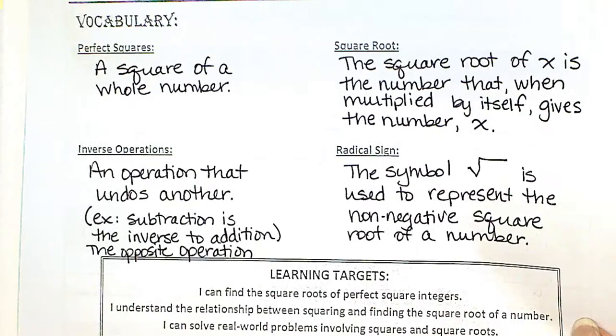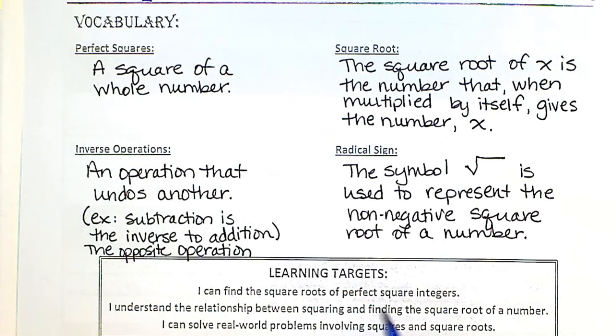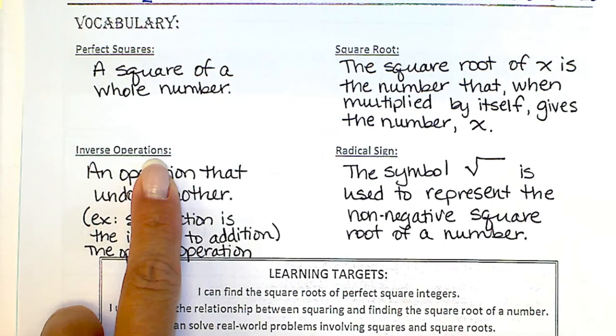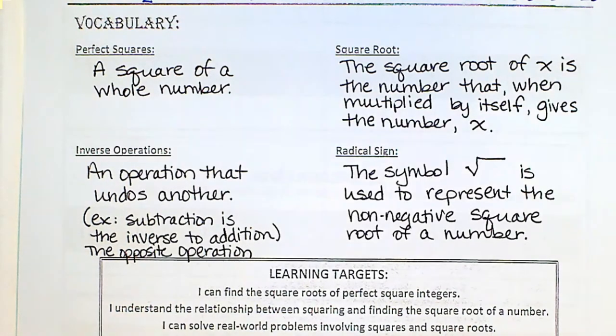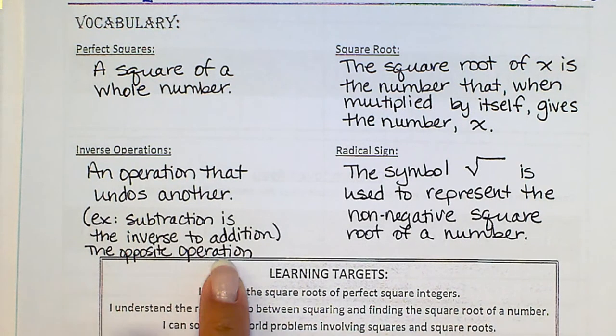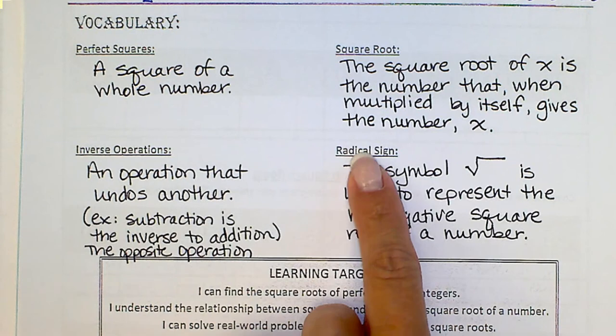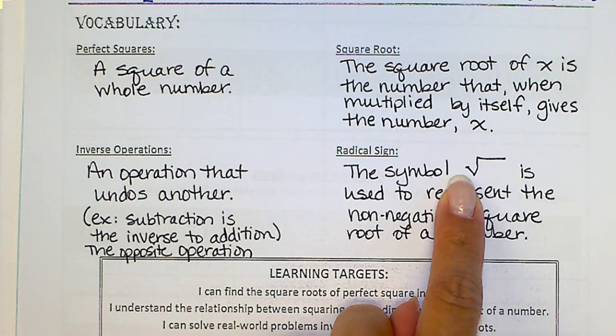So in the middle of your paper, you will also see the vocab that I wrote out to save you some time. One of the key vocab words, inverse operations, remember those are operations that undo each other. So an operation that undoes another one, whichever way you want to say that. For example, subtraction is the inverse to addition, and those are opposite operations. The other vocab, the radical symbol, looks like a division sign with a check mark. So just keep that in mind.